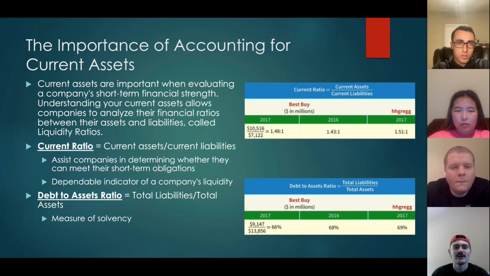Current assets are important when evaluating a company's short-term financial strength. Understanding your current assets allows companies to analyze the financial ratios between their assets and liabilities, called liquidity ratios. Current ratio is the current assets over the current liabilities. These assist companies in determining whether they can meet their short-term obligations and is a dependable indicator of a company's liquidity. Next up is the debt to assets ratio, which equals the total liabilities over the total assets, and is a measure of solvency for the company.